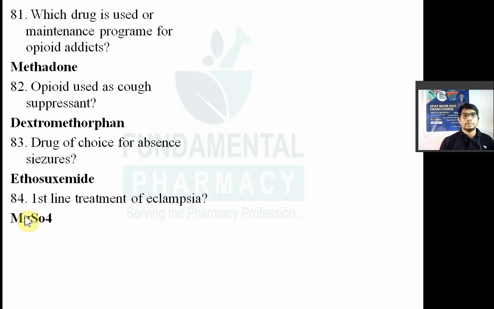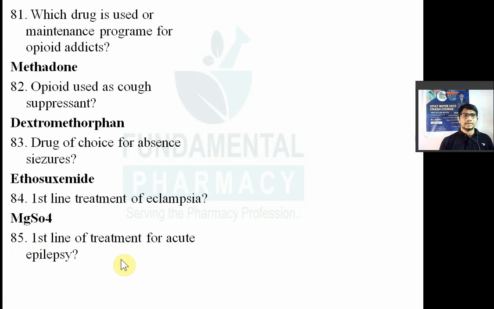So the first line treatment for eclampsia, meaning seizures in pregnancy, is magnesium sulfate. And for the first line treatment of preeclampsia, add 'pre' in front of it. Preeclampsia means hypertension in pregnancy. Eclampsia means seizures in pregnancy. For the first line treatment of eclampsia, magnesium sulfate. For the treatment of preeclampsia, methyldopa. Right. Now we'll see the next question.